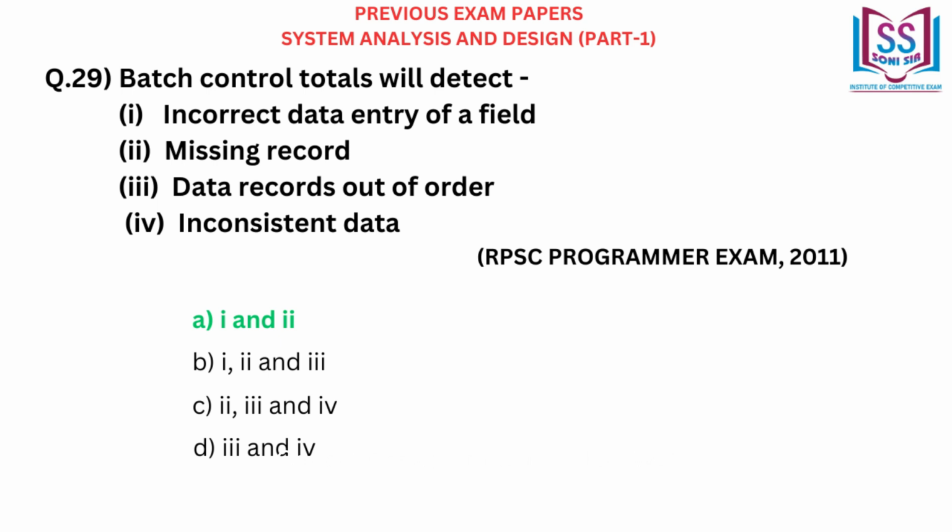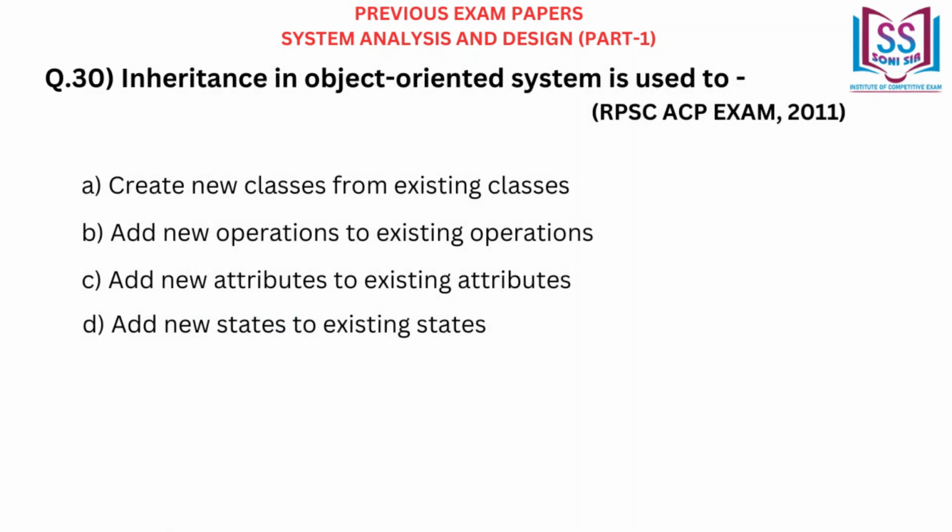Inheritance in an object-oriented system is used to: A. Create new classes from existing classes. B. Add new operations to existing operations. C. Add new attributes to existing attributes. D. Add new states to existing states. Correct answer: A. Create new classes from existing classes.